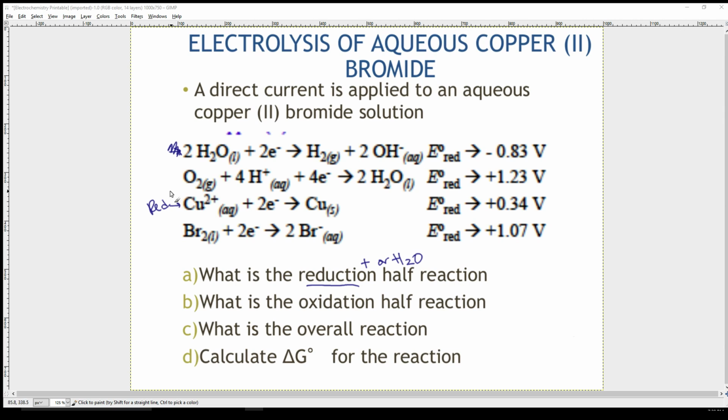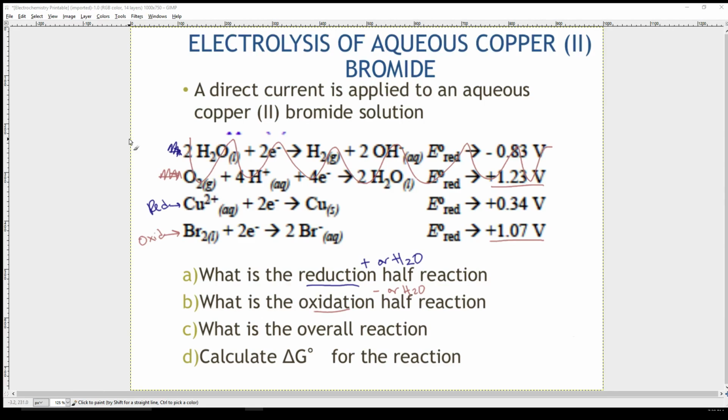Now let's compare the other two. We're going to compare this version of water being reduced and the negative ion, because for oxidation we're dealing with the negative ion, or H2O. Out of these numbers, which one is more likely to be oxidized? The number that is less positive is more likely to be oxidized. So that would be bromine. So this one's out of the running. You can actually completely ignore those other equations. They don't even matter anymore. We don't care about them.